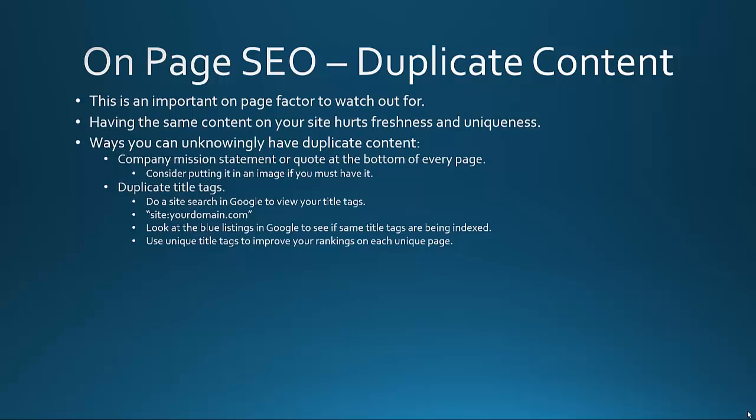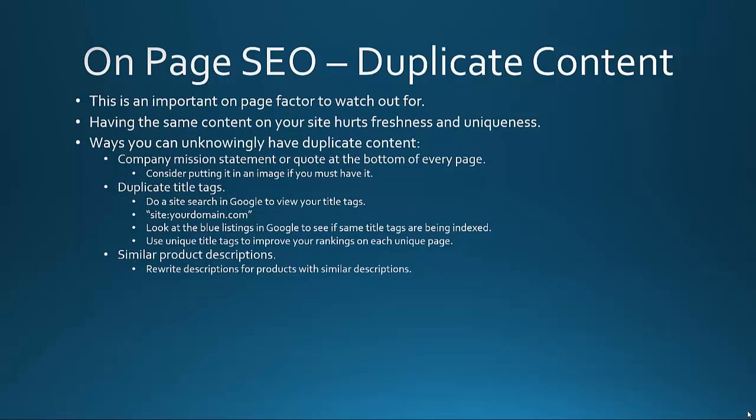Use unique title tags to improve your rankings on each one of those pages, and you may find an overall impact if you went back through and edited those or had somebody on your team or in your company do that. Similar product descriptions. Rewriting descriptions for products with similar descriptions. We touched on that as a very important part of being unique.